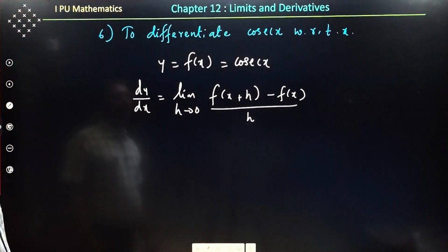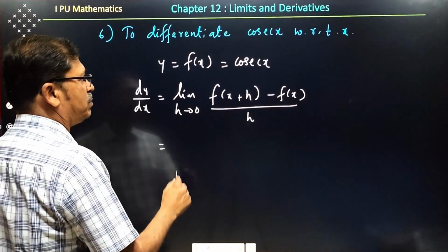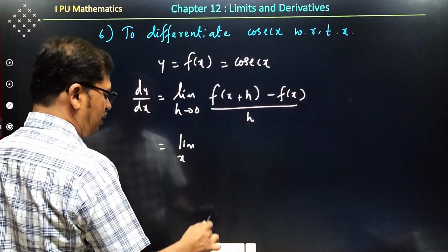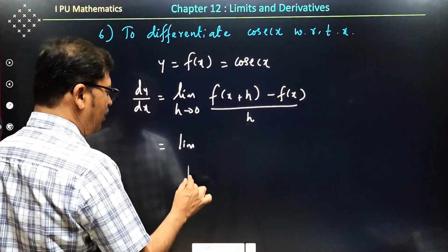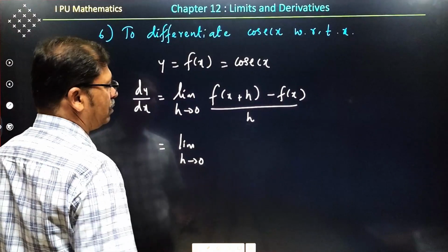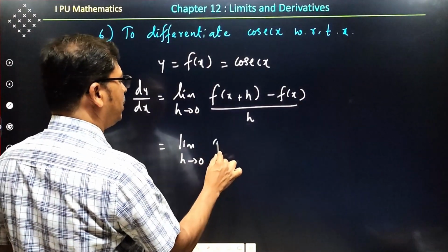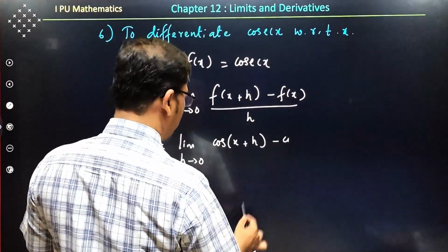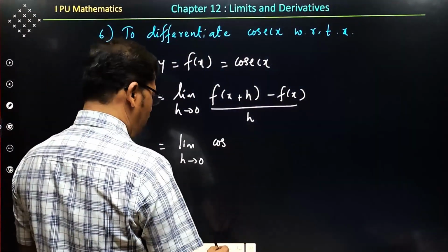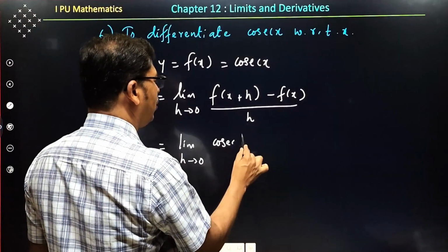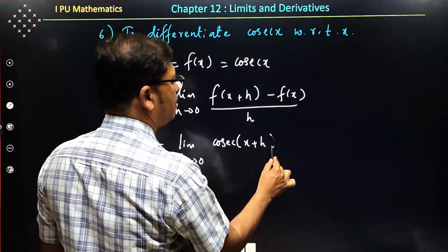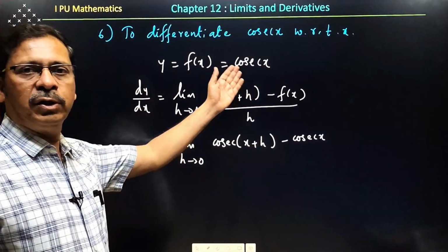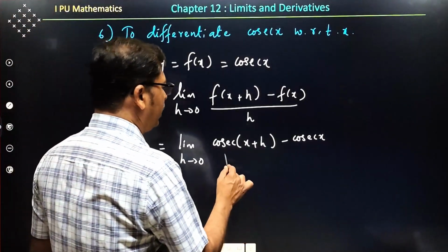Now let us substitute x plus h in the given function. So this leads to limit h tends to 0, f of x plus h, which becomes cosec of x plus h, minus f of x, which is nothing but cosec x, now whole divided by h.